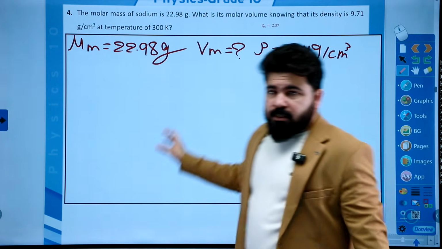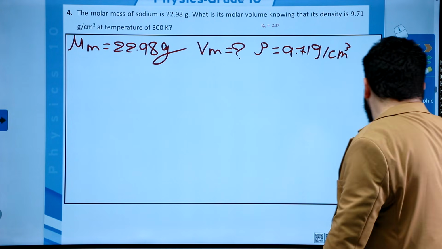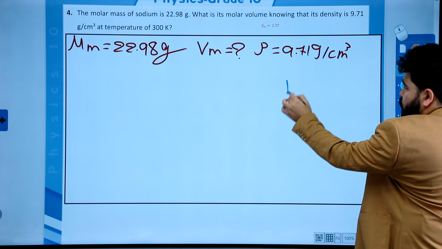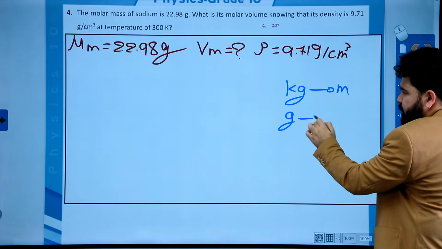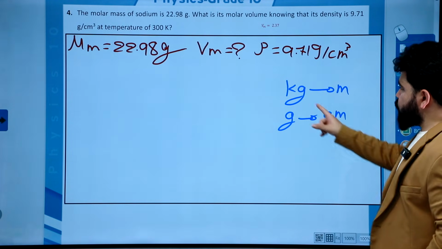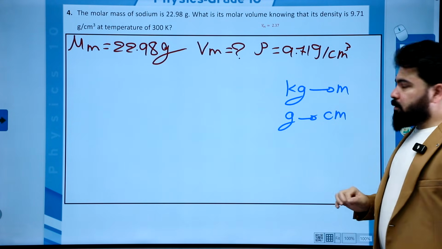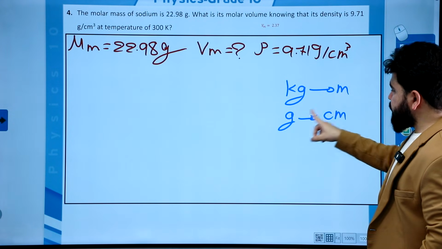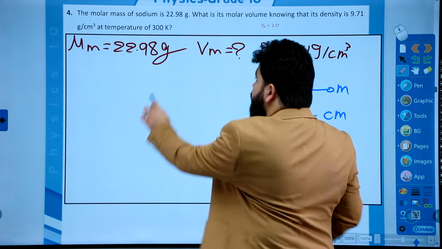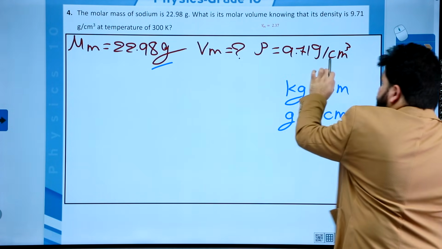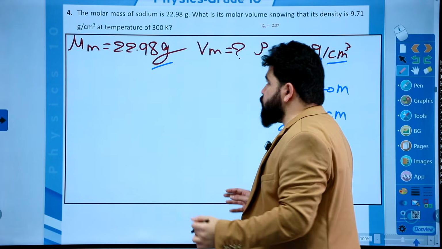One thing you should always care about is whether the units are consistent or not. This is a small note which you should know, that kilogram comes with meter and gram comes with centimeter. So if in the question you have kilogram but you have centimeter, you should change centimeter to meter. If you have grams and you have meter, you should change this gram to kilogram, sorry. Here I have gram and here I have centimeter. So the units are consistent, don't change them.